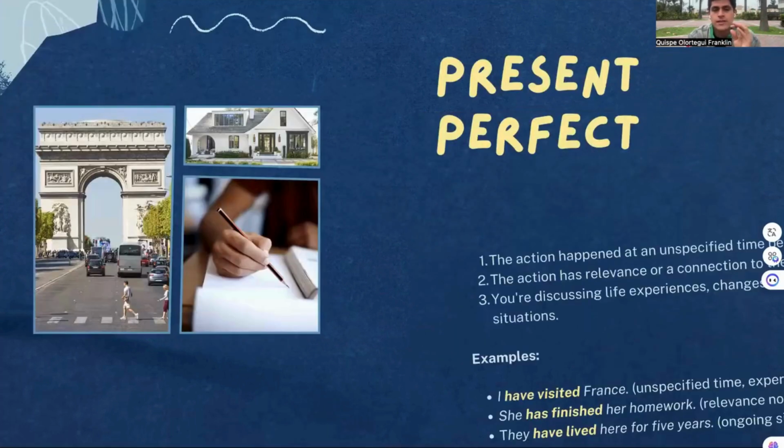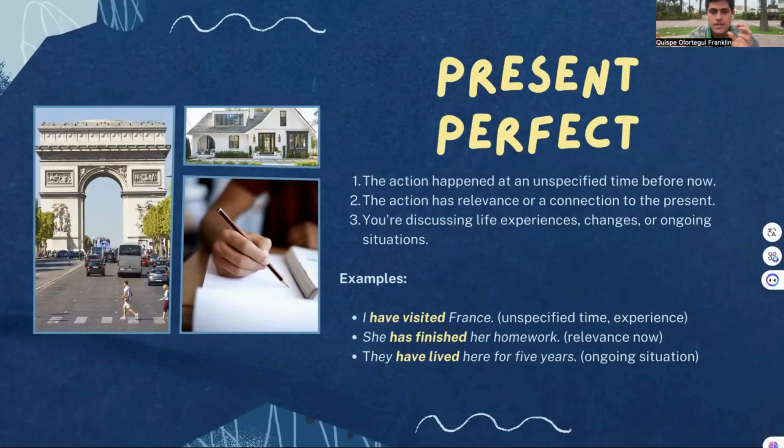Let's continue. We're going to use the same sentences, but in this case with a different tense, the present perfect. So when the action happened at an unspecified time before now, that means we don't mention that time. We wouldn't actually give much attention. We're more focused on the experience rather than time. That's why the example says, I've visited friends. Okay, I'm talking about experience. Another one says, she has finished her homework. Okay, there is relevance now. Yeah, that is the second section.